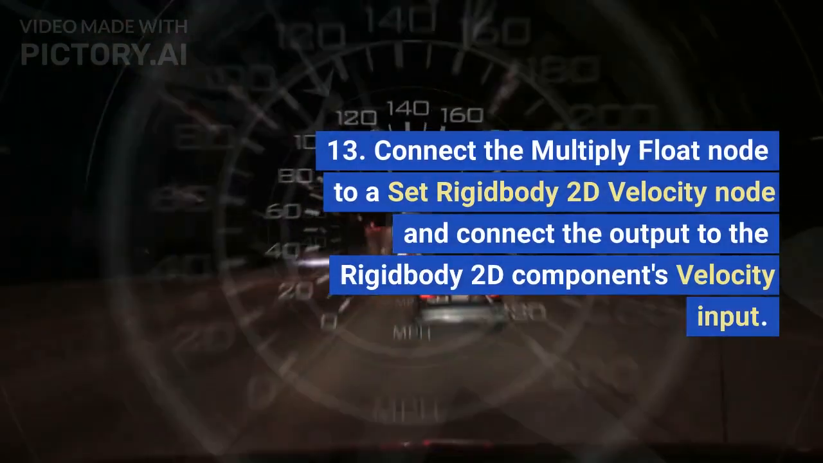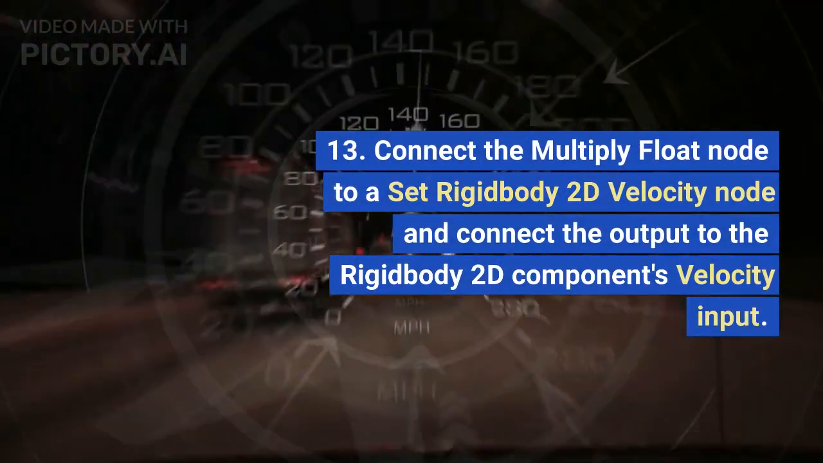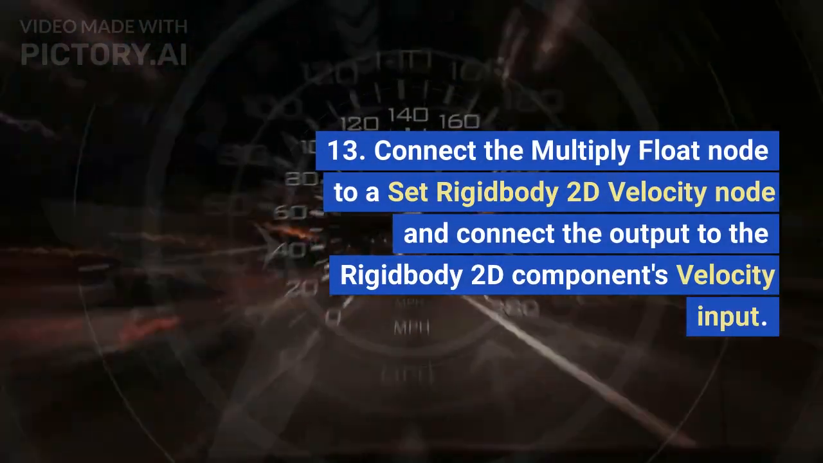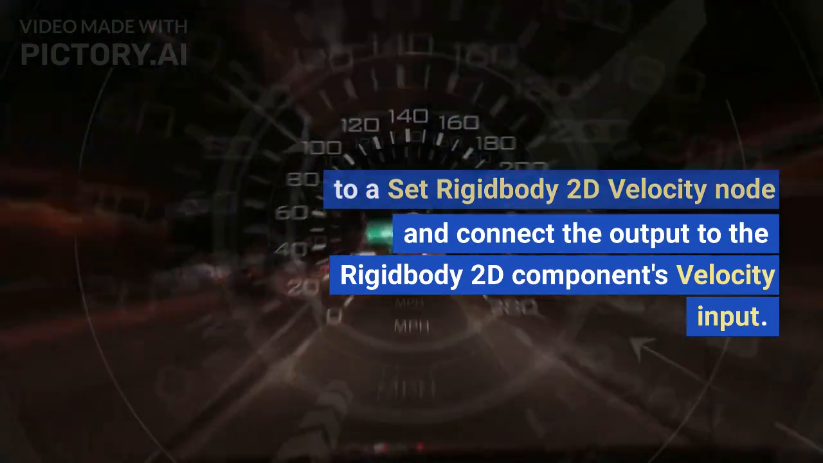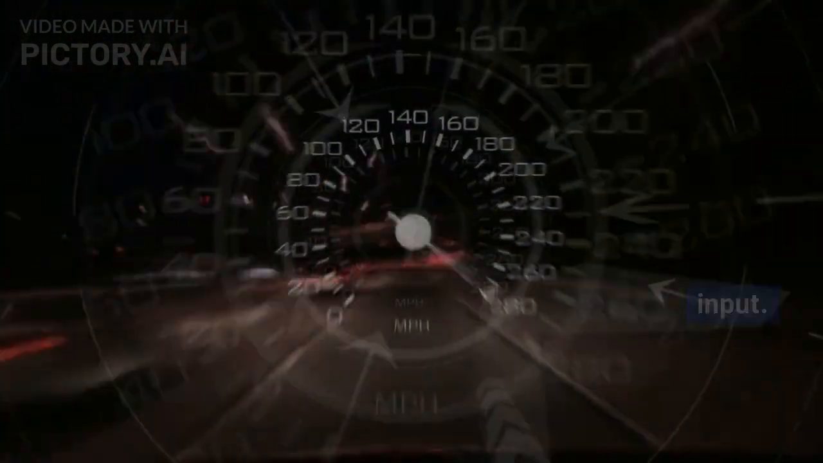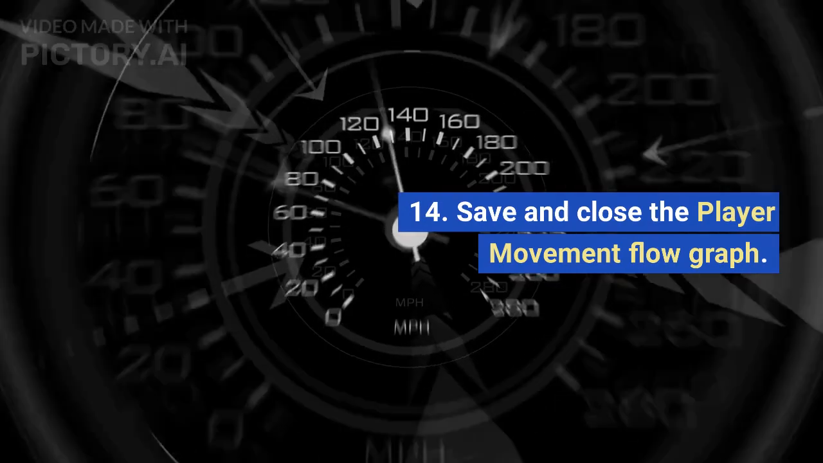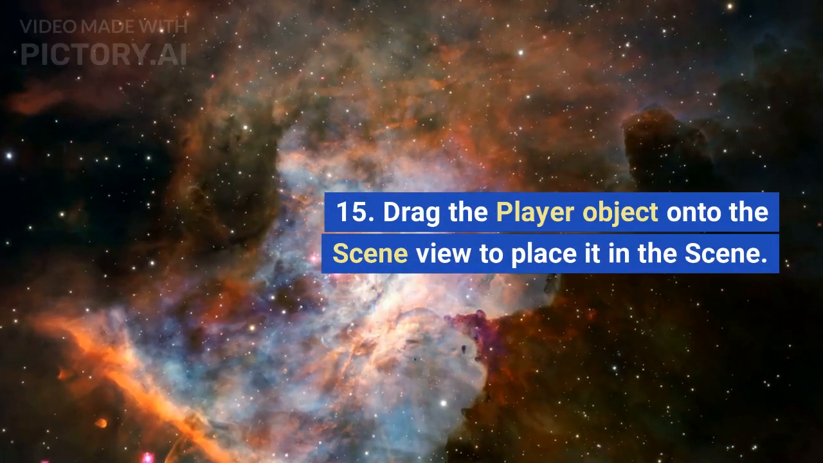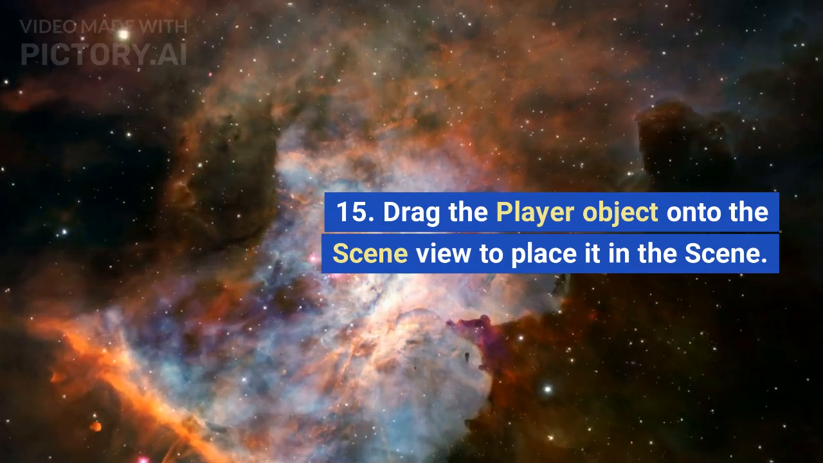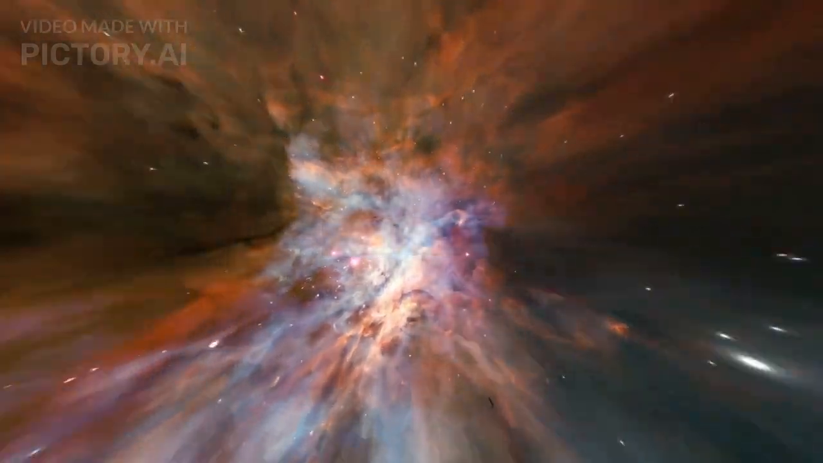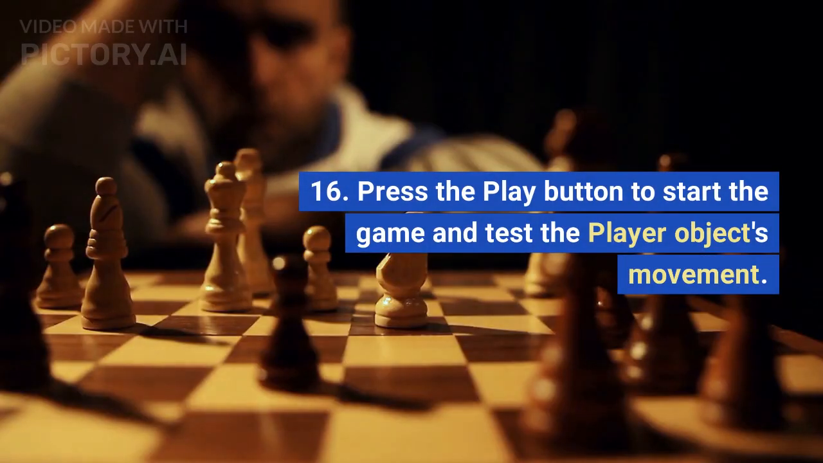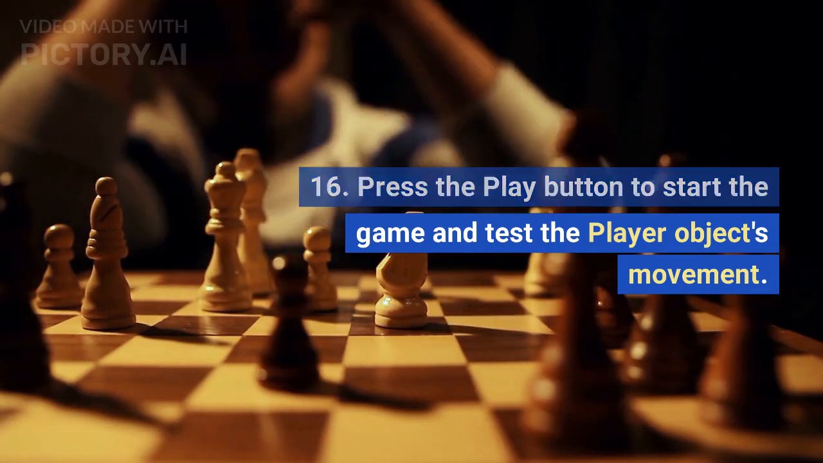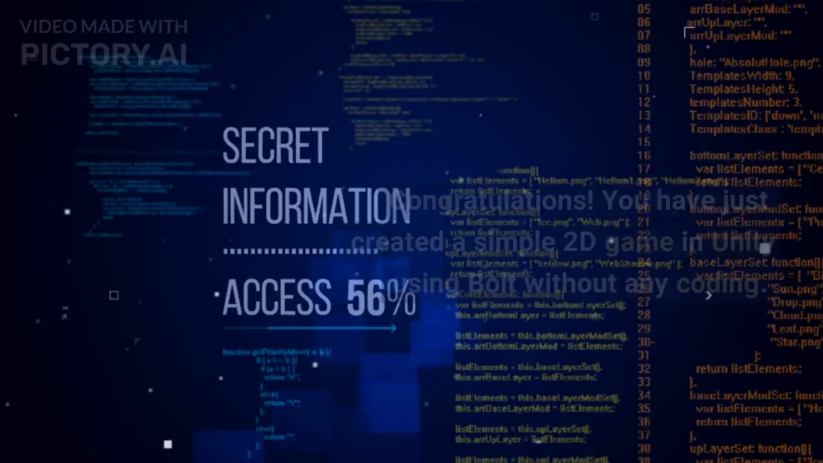13. Connect the Multiply Float node to a Set Rigidbody 2D Velocity node and connect the output to the Rigidbody 2D component's velocity input. 14. Save and close the player movement flow graph. 15. Drag the player object onto the scene view to place it in the scene. 16. Press the play button to start the game and test the player object's movement.